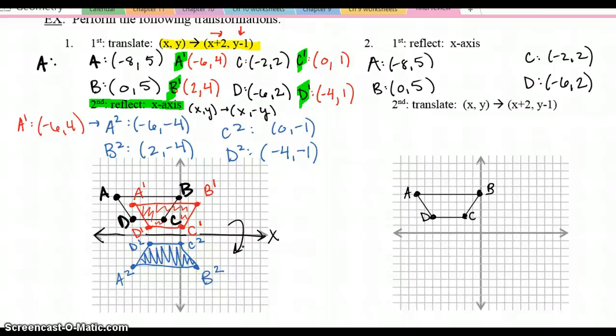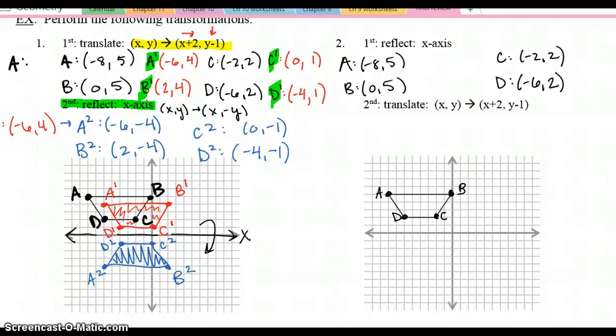Now, look at number 2. Number 2, first we're going to reflect over the x-axis and then translate. We're doing the same two things, but we're going to switch up the order and see what happens. So again, I've given the coordinates for A, B, C, and D. Pause for a second and copy those down. And now, first I'm going to reflect over the x-axis. So the first thing I'm going to do here is flip the sign of my y value. So I'm going to go from x comma y to x comma negative y. Whatever y was, I'm going to switch up the sign.